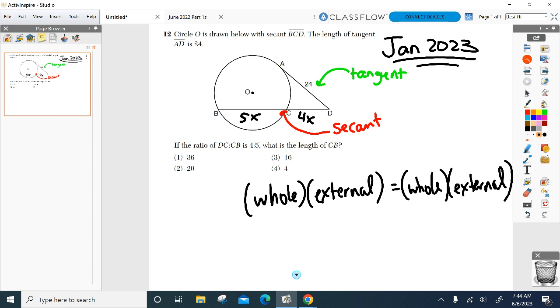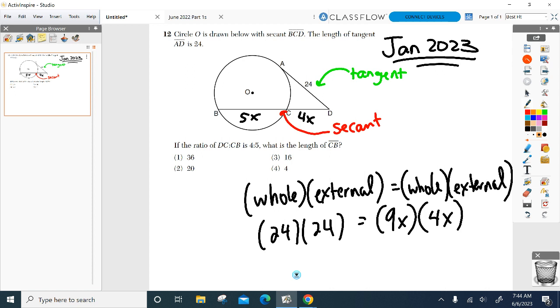All right, so let's go to the tangent first. Tangent, the whole and the external are the same value, 24 and 24. So I say 24 times 24. Now look at the secant. The whole secant, I have to add up 5x and 4x. So in for whole, you're going to see me put 9x, 4x plus 5x, times its external part, which is 4x. So the 5x never comes into play here, except when I add it for the whole.